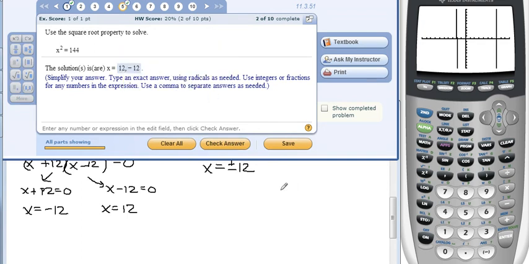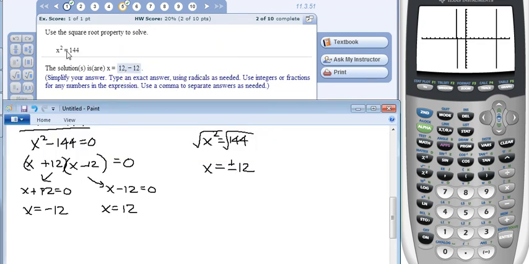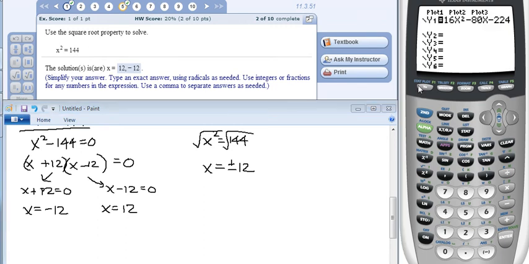Fantastic. Now, how do I check this? I can't check this in here because this is a y equals. I can check this in there, so I have to get everything over to one side. So I can check the x squared minus 144.